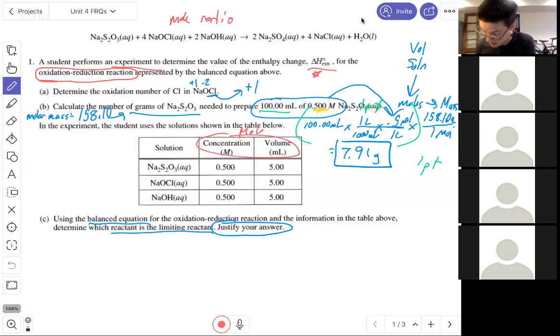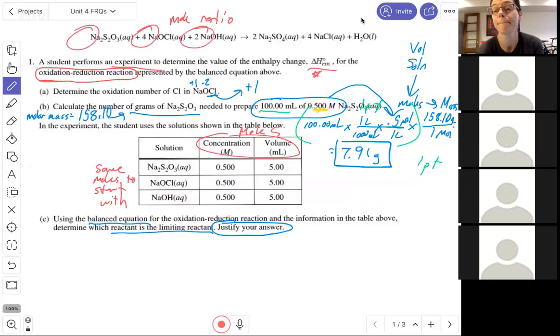Well, what do I notice about all of their concentration and volumes? They're all the same, which means they all have the same moles to start with, right? So then you look at the ratio. The one that has nothing would be the limiting one, because there's less of it.